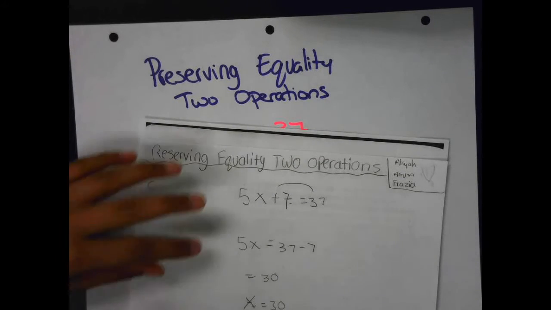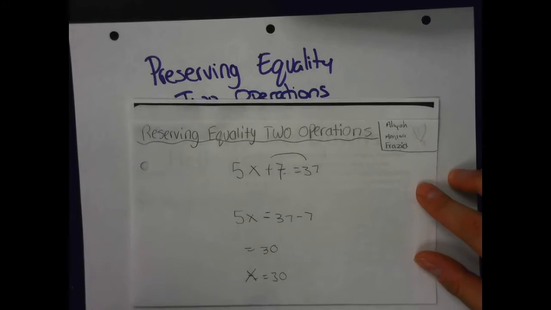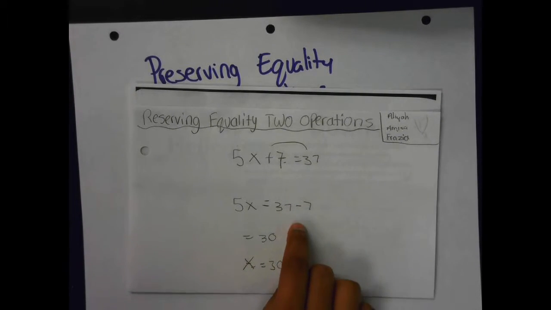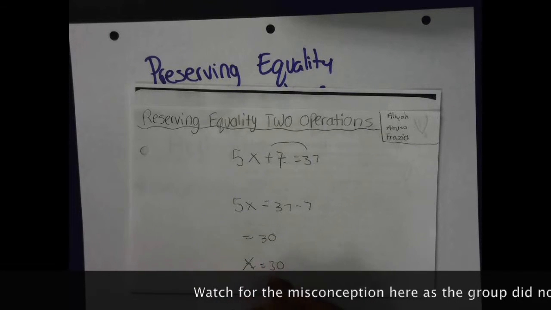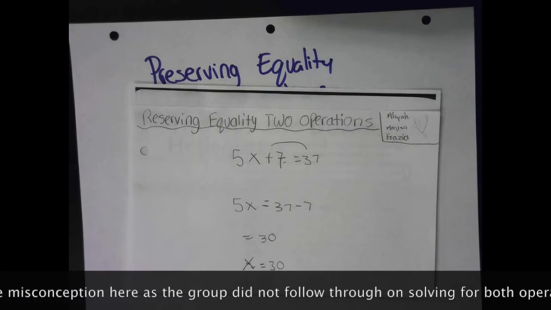So what we did was we started off by taking that plus 7 and putting it after the 37, so it became minus 7. So we had 37 minus 7, that equals 30, so we found out that x equals 30. Okay, so let's discuss this one. Is there a misconception here in what they did?